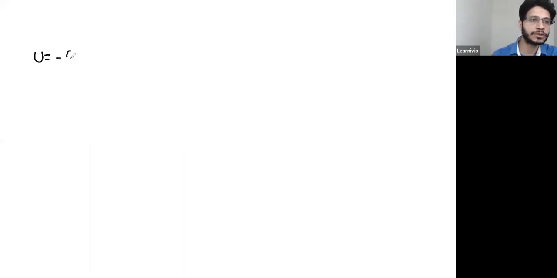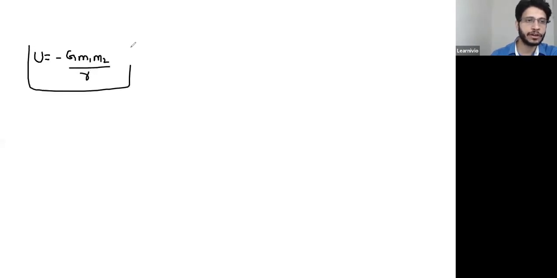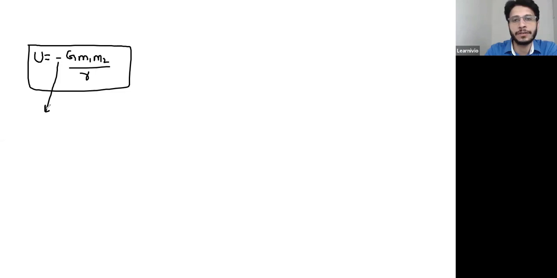U is minus G m1 m2 over R. You can get objective questions on this result. The first is the significance of this negative sign. What does this negative sign signify? This negative sign simply shows that the force between m1 and m2 is attractive. Whenever you have attractive forces in your system, the potential energy is negative.